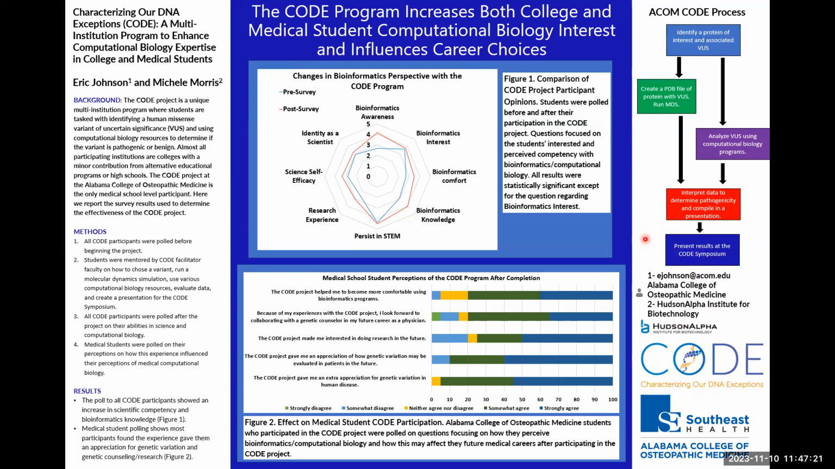With all the students, not just my medical students, they are given a pre-survey regarding bioinformatics interest and knowledge, but also their abilities as scientists and their interest in the STEM fields. Then they go through a similar process to what I showed you here, and then they take a post-survey. This radar diagram shows that for all these categories, they all seem to increase at least a little bit, but some increase a lot.